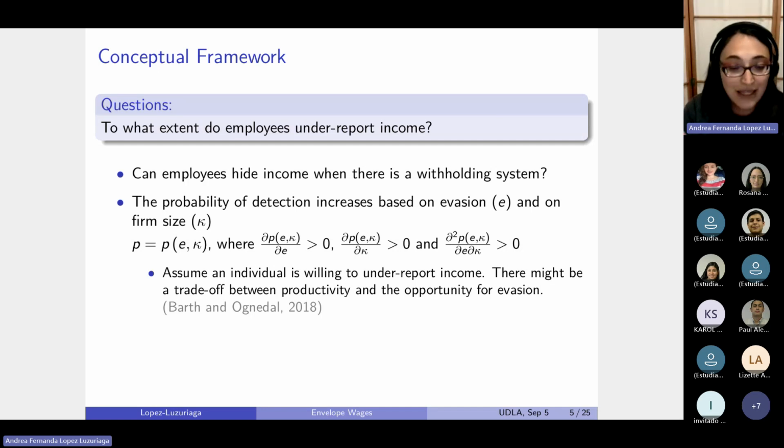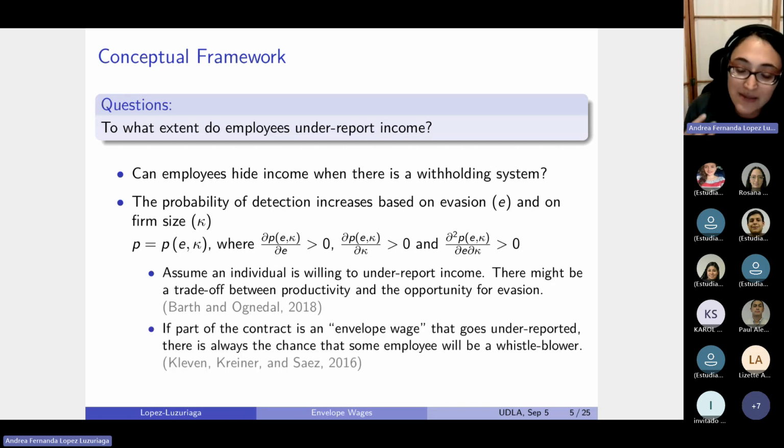So basically the idea here is, how come we have small firms that stay small for a long time? Because you should never get very productive individuals, because they will be better off being self-employed. So one of the reasons to explain the existence of small firms is that in small firms you may be able to underreport income.